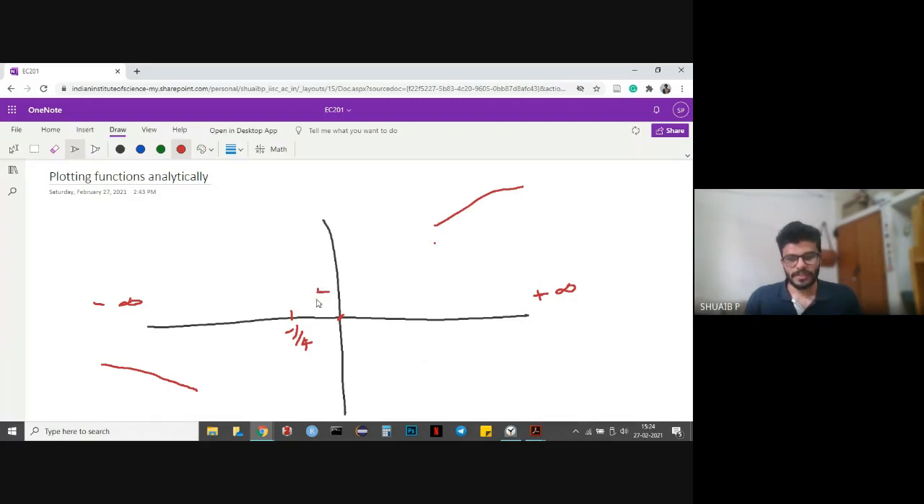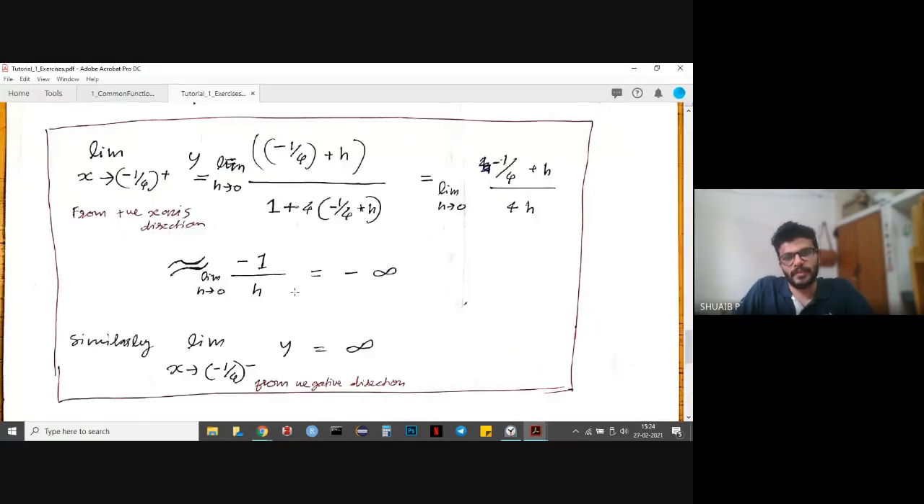So which means this point will be minus 1 by 4 plus some positive number h. So when this h tends to 0, the function will gradually approach this point. When we apply that limit, we can see what happens to the function when it approaches 1 by 4.